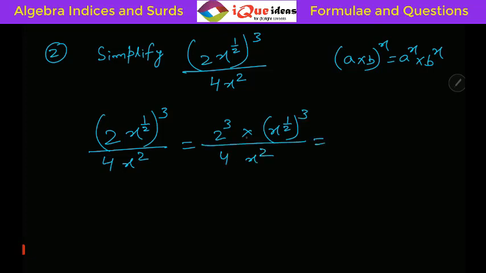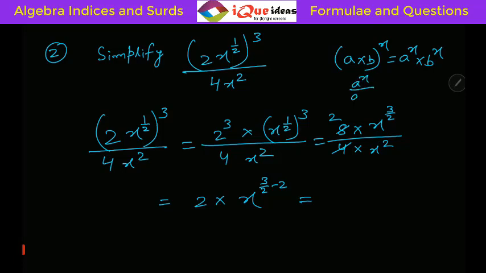Right, now 2 cube is 8 into this x to the power 1 by 2 to the power 3 can be written as x to the power 3 by 2, the powers get multiplied, divided by 4 into x square. Now 4 cancels 8 2 times, so we have 2 into x to the power 3 by 2 minus 2. The powers get subtracted because we have a to the power x upon a to the power y.